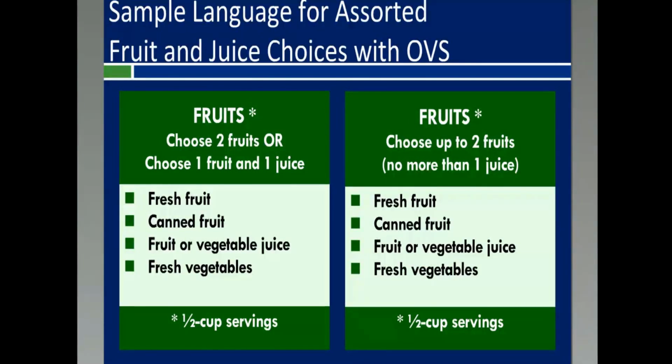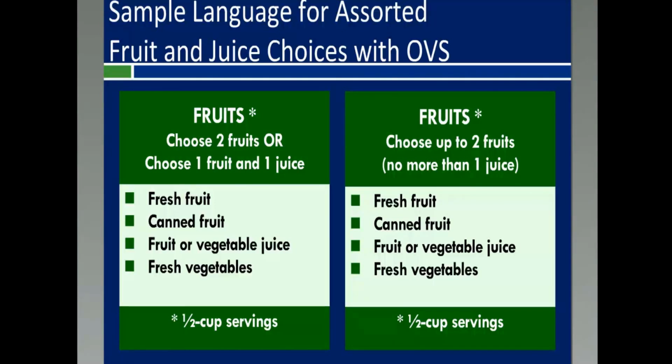Here's some sample language for assorted fruit and juice choices under offer versus serve. On the left, you see the menu planner decided that students can choose 2 fruits or 1 fruit and 1 juice, and it offers or indicates what is being served, all being in half-cup serving sizes.